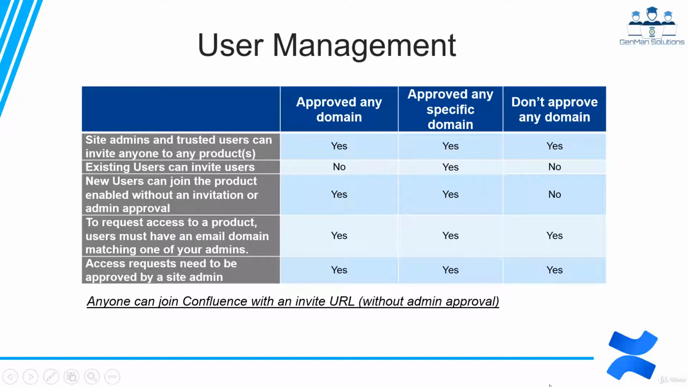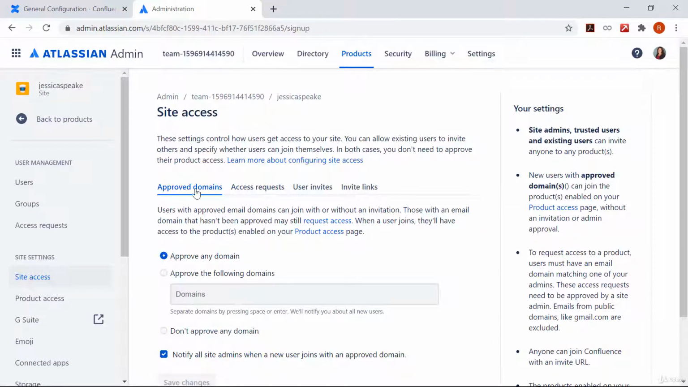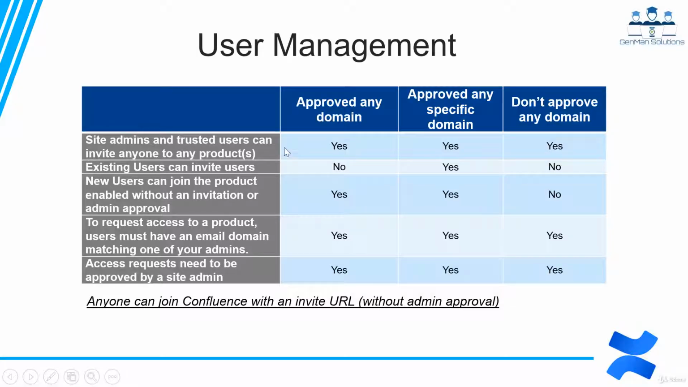So the way to read this table is that in the header columns, I have captured the three ways in which you can provide site access to your users. So as you can see on the site access page, there are three options: approve any domain, approve the following domains and don't approve any domain. I have captured these three options in the column header. Now in the row header, I have captured various properties and exceptions which are there in case of site access.